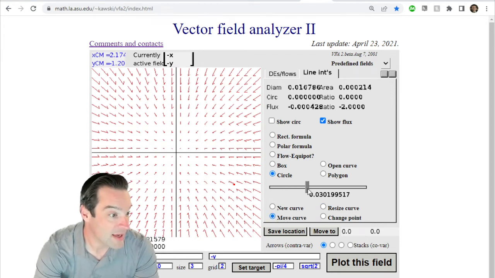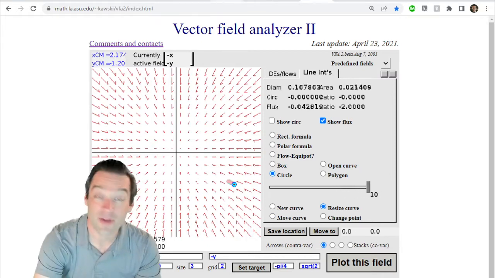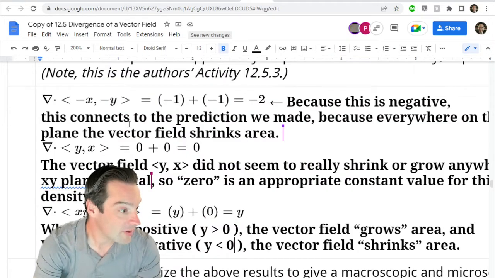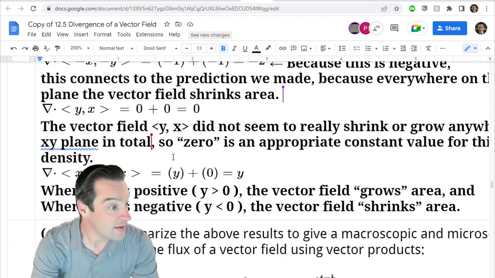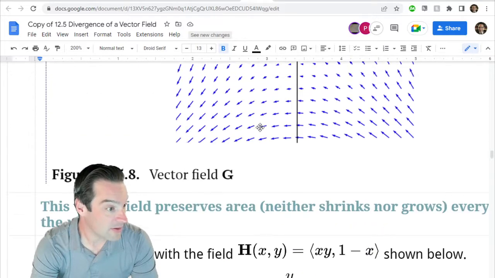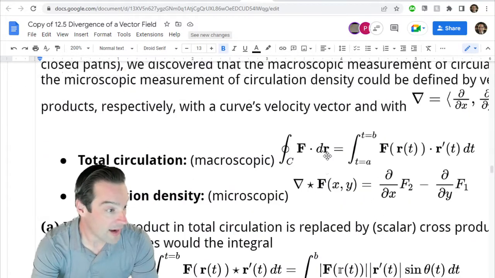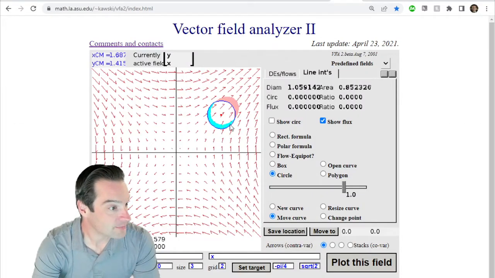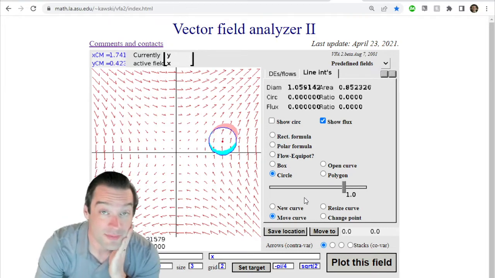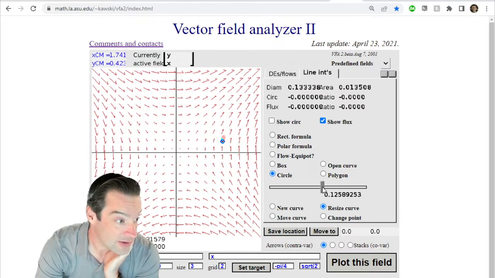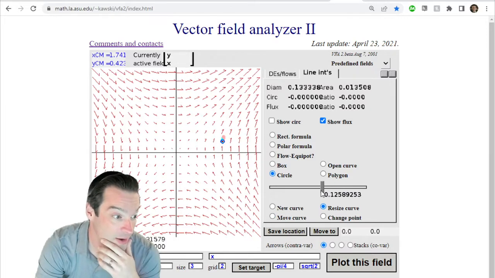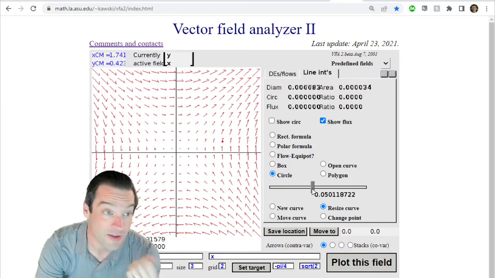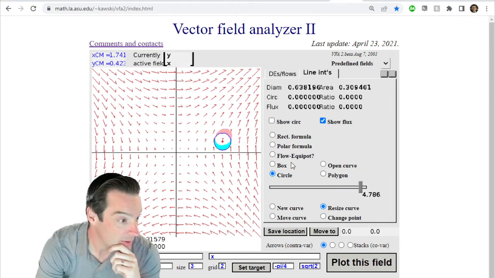And so that shrinkingness at every single place in the xy plane is conveyed by that negative value for the flux density. Similarly, for the second vector field, y comma x, we thought that it doesn't shrink or grow area anywhere, that this was our hyperbolic flow. And sure enough, every simple closed curve that I draw here on the xy plane is going to have 0 flux. So when the area of that curve goes to 0, the ratio between flux and area is always equal to 0. And so that flux density is 0 everywhere, no matter where in the xy plane we wander.